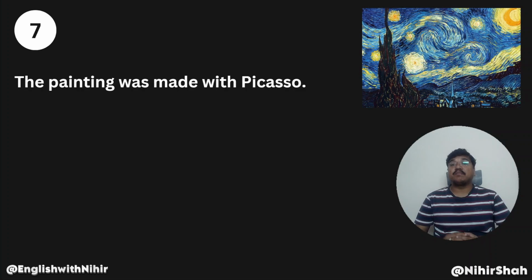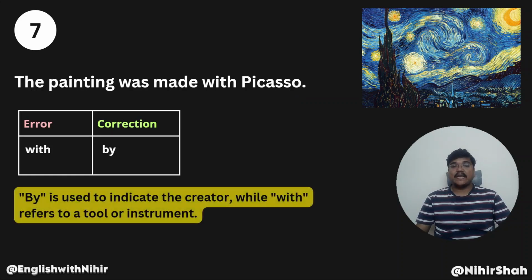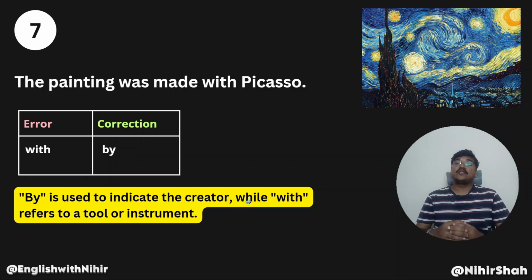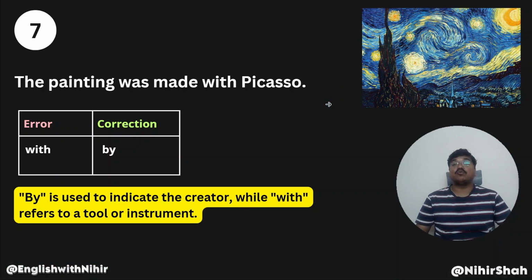The painting was made with Picasso. Can you find the error and correct it? The error is in with. The correction is by will come here. Why? Because by is used to indicate the creator, while with refers to a tool or instrument. Okay. So here we are telling that Picasso created it. That's why we have to use by.